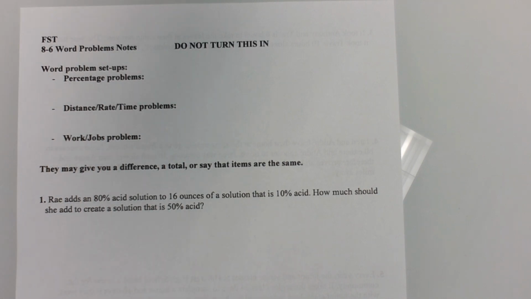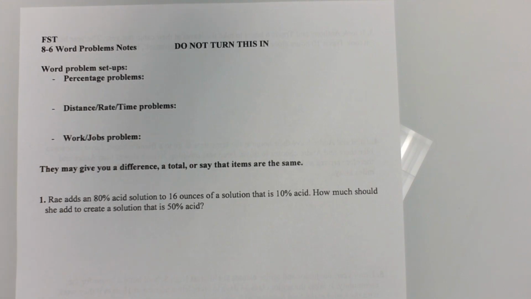So, one of the things you will come across in this section as well is word problems, which I know is your favorite thing in the world. Now, the word problems for rationals generally come in only 3 forms: percentage problems, distance, rate, time problems, and work or jobs to be done problems.